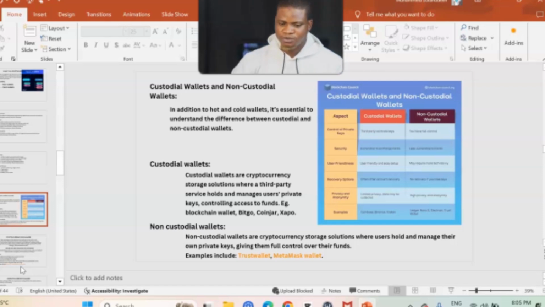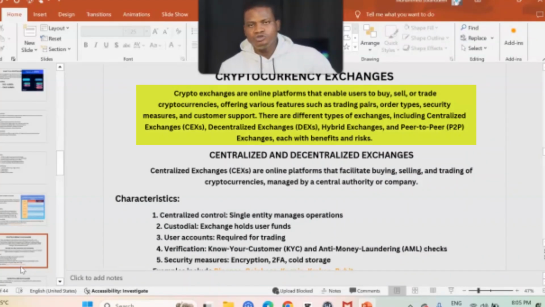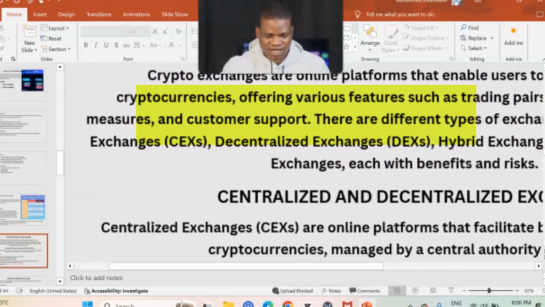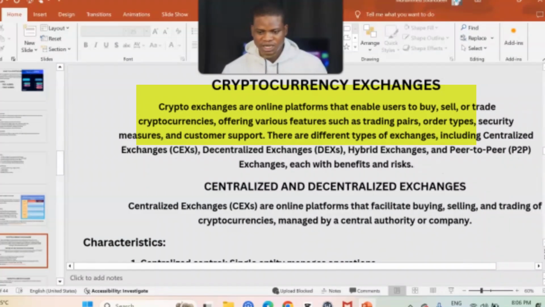Now, let's talk about cryptocurrency exchanges. What are cryptocurrency exchanges? Cryptocurrency exchanges are online platforms that enable users to buy, sell, or trade cryptocurrencies, offering various features such as trading pairs, order types, security measures, customer support, and all those things. There are different types of exchanges, including centralized exchanges, which are called CEX, and decentralized exchanges, which are called DEX. I also have hybrid exchanges, peer-to-peer exchanges, and other exchanges like that.